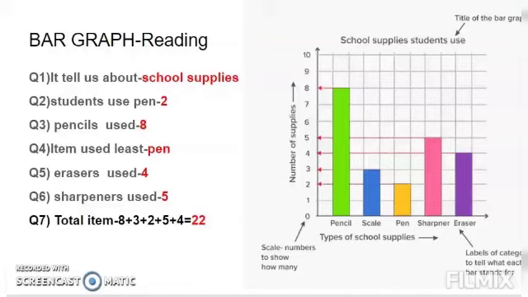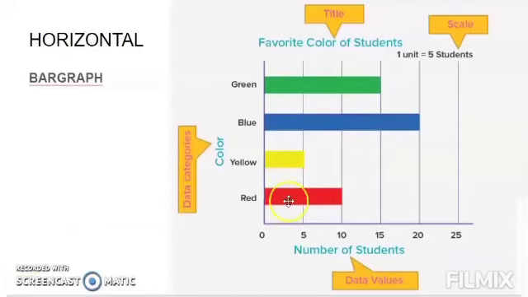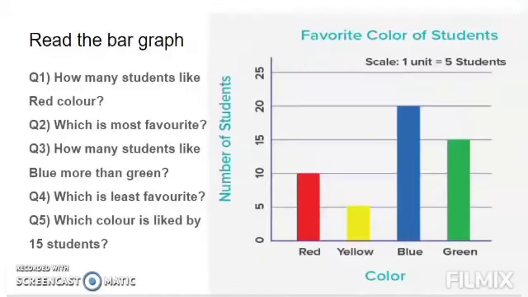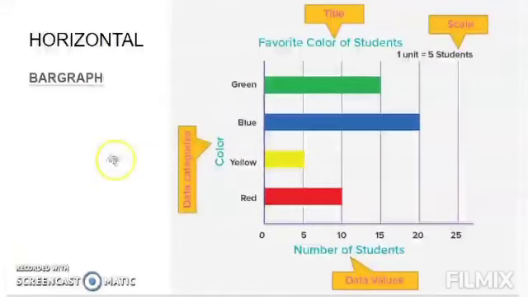I would like to show you an example of a bar graph which is horizontally drawn. Here the names of the colors are written on the straight line y-axis, and the number of students is written on the x-axis. And exactly the same data we have already seen in the previous slide, where I have shown you how many students like which color. This was a vertical bar graph, and the same data can be shown through a horizontal bar graph.